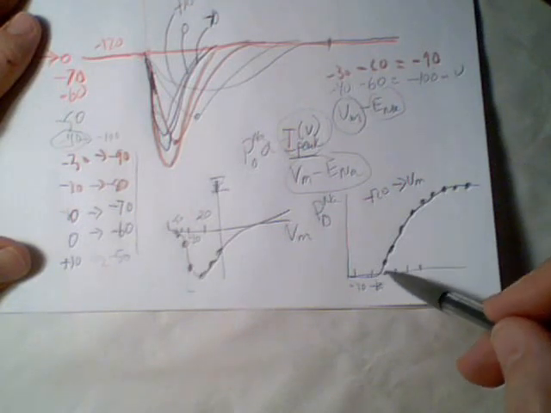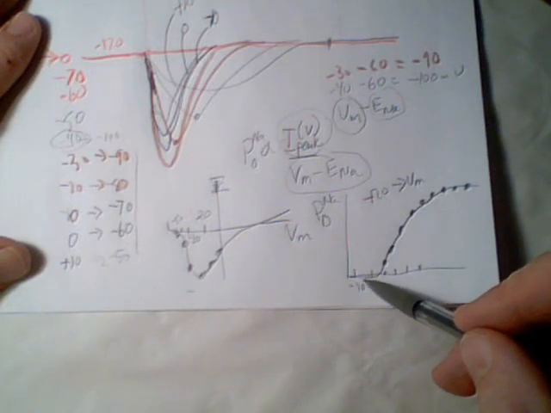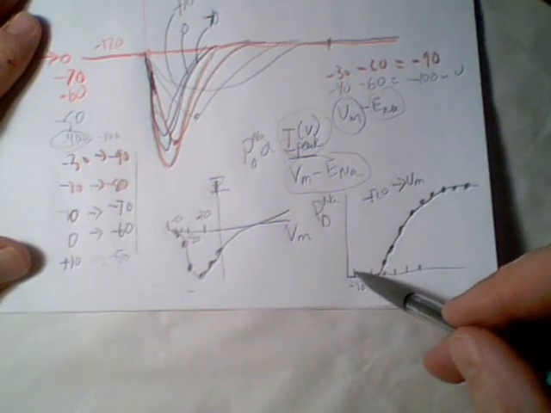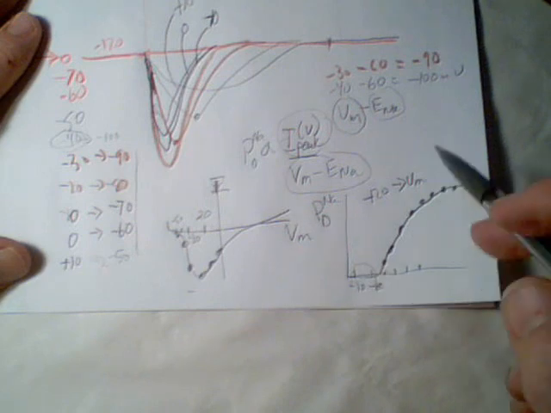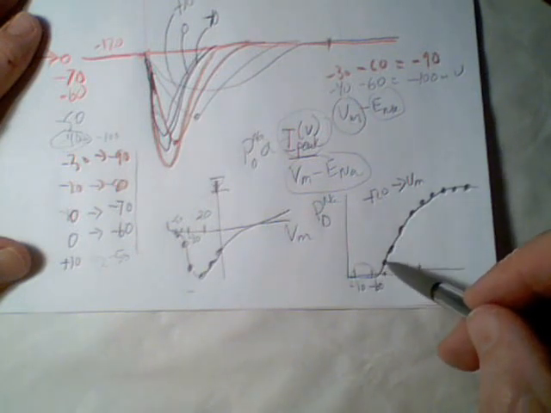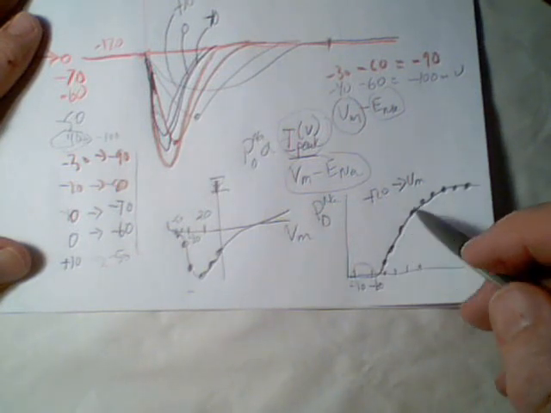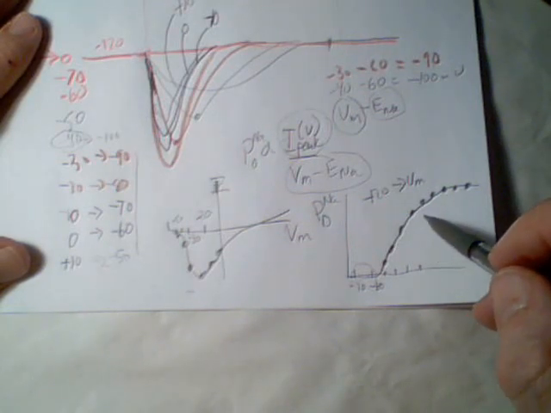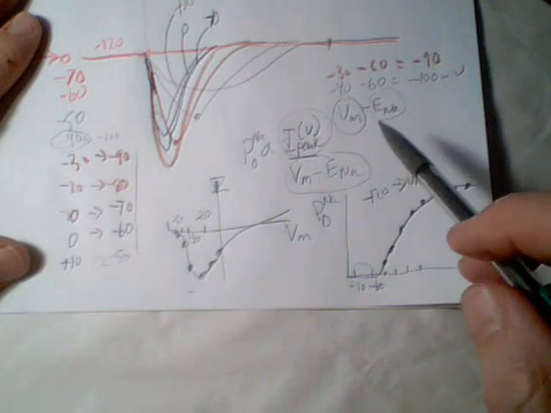Okay, and so we find that these channels start off with 0 probability of actually opening from that very negative membrane potential, at these relatively negative potentials. And as soon as we get to about minus 50, we start to see the ability of these channels to transition from the closed state to the open state. Okay, and we assay that by looking at these peak currents.